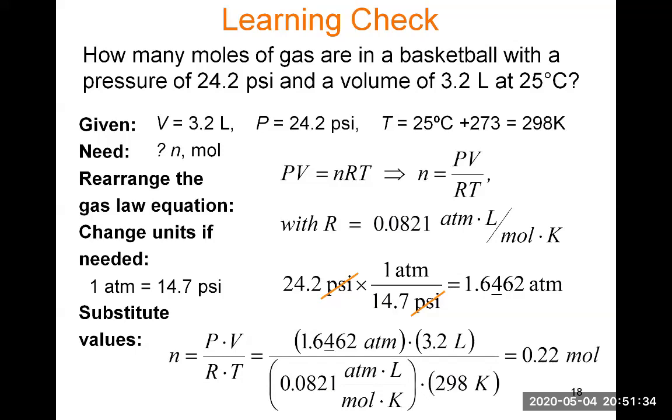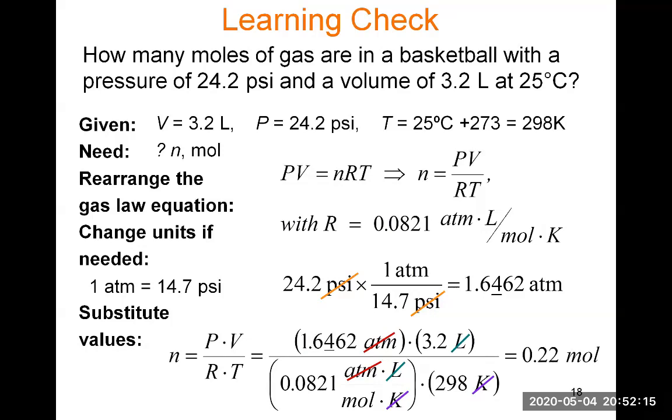So you check that you can cancel all units except for the mole because that's what you're looking for. So we see here atmospheres are in the numerator and denominator, they cancel. Liters are in the numerator and denominator, they cancel. And then Kelvins, there is the temperature in Kelvin, and the unit of R is per Kelvin, so they cancel. And mole is in the denominator of the denominator, so this is the same as being in the numerator. And so the unit will be moles.